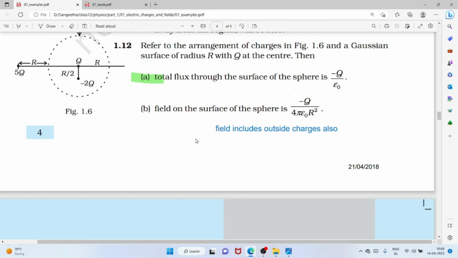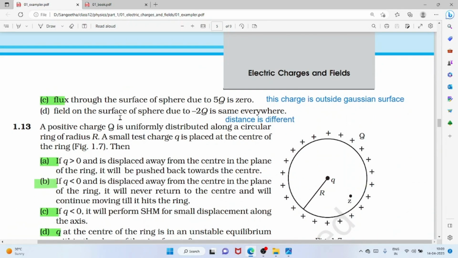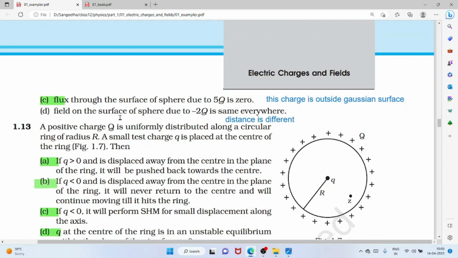Field on the surface of the sphere equal. Actually, as per that formula, this field includes the charges inside and outside the surface, so the field lines will include those also. This is wrong. The flux through the surface of the sphere includes charges only within the Gaussian surface. Field on the surface of the sphere is due to minus q everywhere. No, the distance will be different at various points.